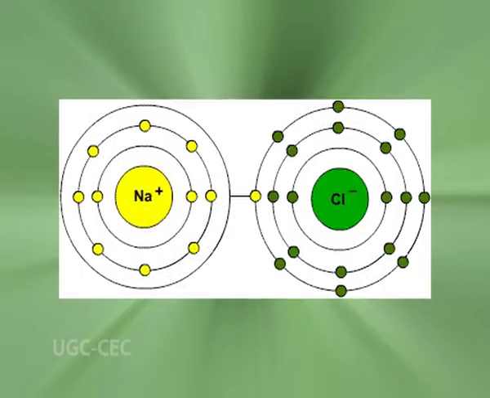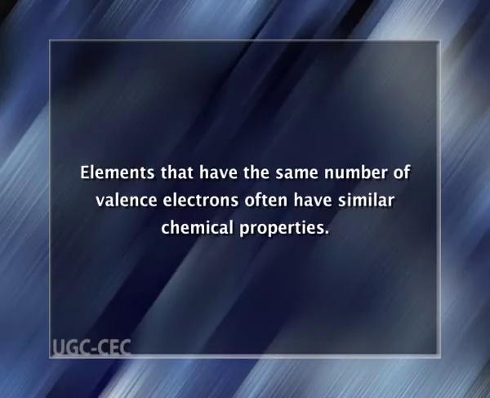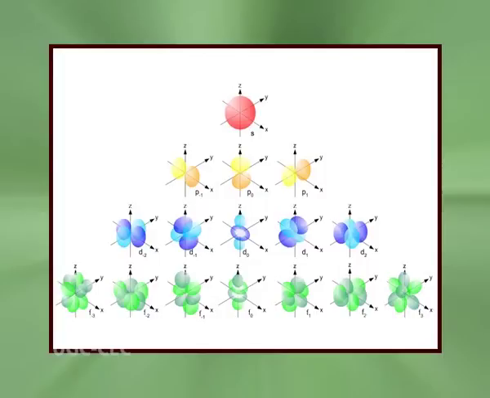When atoms come into contact with one another, it is the outermost electrons of these atoms, or valence shell, that will interact first. An atom is least stable and therefore most reactive when its valence shell is not full. The valence electrons are largely responsible for an element's chemical behavior. Elements that have the same number of valence electrons often have similar chemical properties. Electron configurations can also predict stability. An atom is more stable and therefore unreactive when all its orbitals are full.